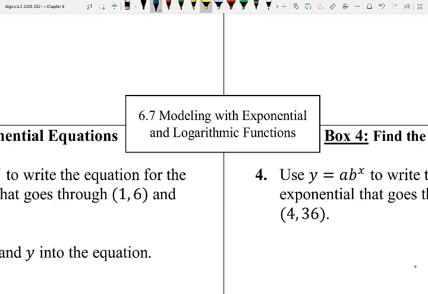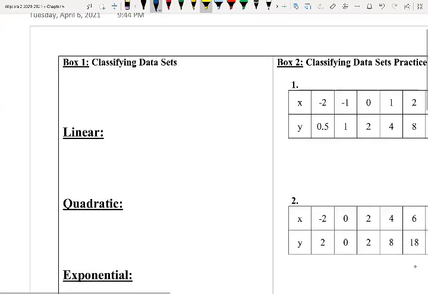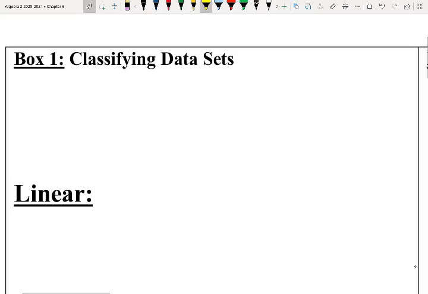So we've done a lot of different equation writing so far this chapter, but this specifically is just given 2 points that are somewhere on our exponential curve, being able to write the equation for that exponential. So that's going to be boxes 3 and 4. So let's go ahead and jump in here to box 1, which is all about classifying data sets.